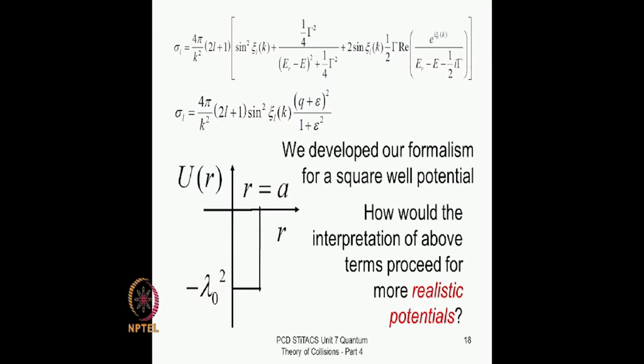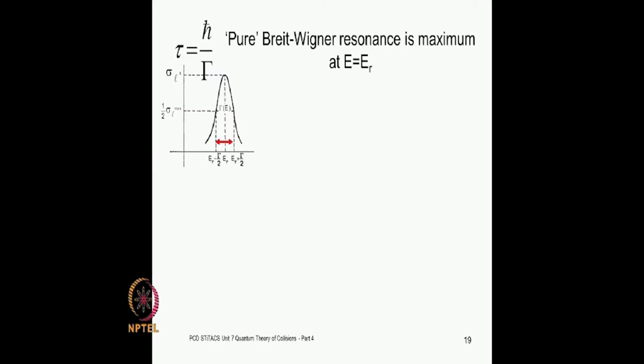Then some of the parameters may end up having either a different interpretation, or if you are to use the same kind of expression, then you must find out what would be the meanings of these parameters and how to interpret them. So let us discuss that. So let us consider a pure Breit-Wigner resonance which has its maximum at E equal to ER. This is a symmetric, classic Lorentzian shape.